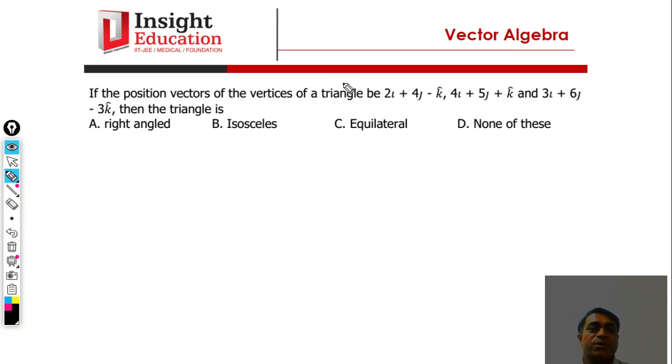The position vectors of the triangle: 2i plus 4j minus k, 2i... So let us call this A, this B, and this C.